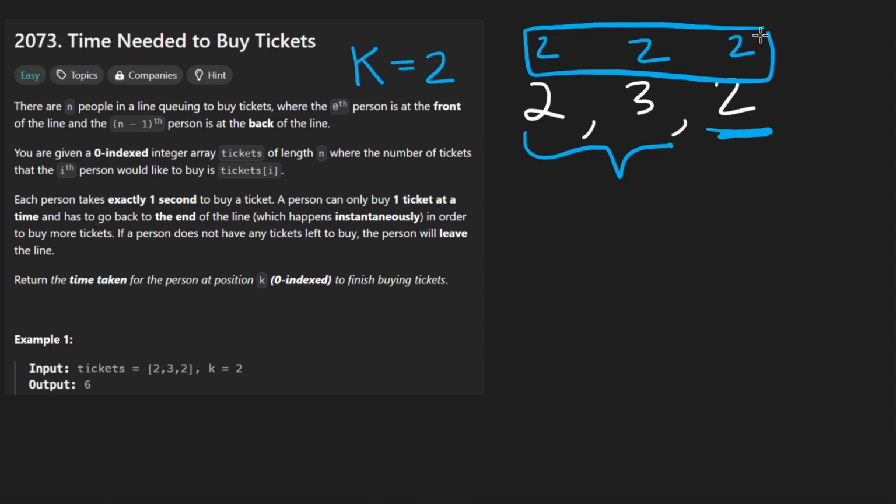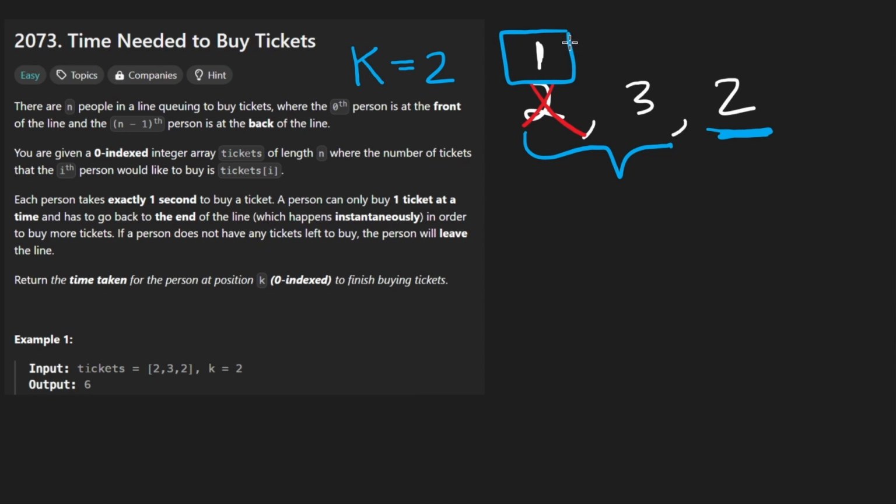But is that always going to be the case? Consider this. What if the value here was actually a 1? This person only needs to go and buy a single ticket. Well, they're going to buy that ticket in 1 second, and then they're never going to buy another ticket. So then they wouldn't need any more tickets. This person, though, would still have to go ahead of this person twice.